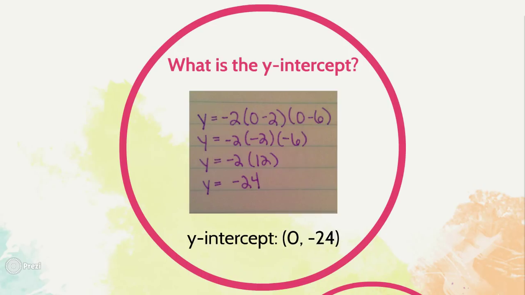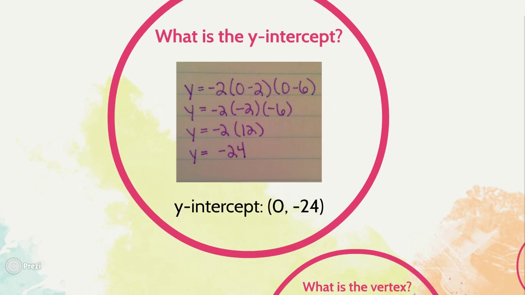The y-intercept is shown here. You put 0 for both of the x's, so you get negative 2 times negative 2 times negative 6, and then you get negative 2 times 12, which is negative 24.